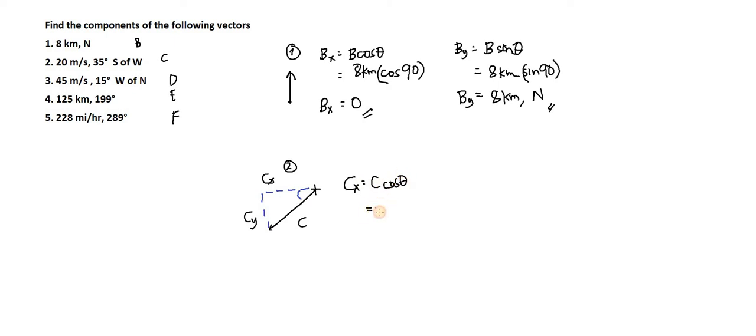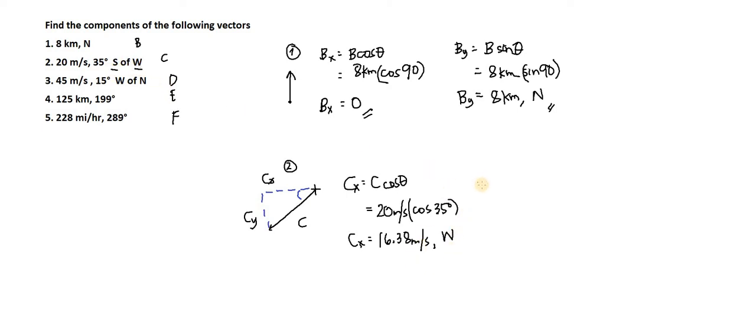So, we can use C sub X is equal to C cosine of theta. So, the value of C is 20 meter per second. Cosine of that is 35 degrees. Okay? That will be equal to, compute natin, 20 cosine of 35, 16.38 meter per second. And the direction will be west.